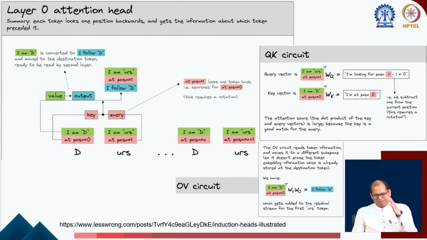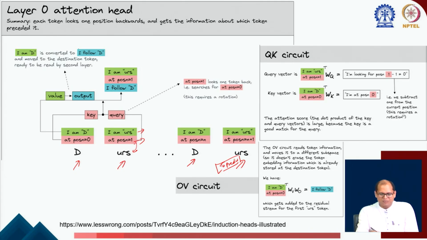So, what happens? You start from the first layer, layer 0, that is, you have just passed the embedding, and then you are applying this query, key, value. So, D URS, D URS, you are just feeding this. This is what you have to predict, the last URS. So, let us see what happens to the URS token at position 1. Its word embedding is: I am Urs, and I am at this position.